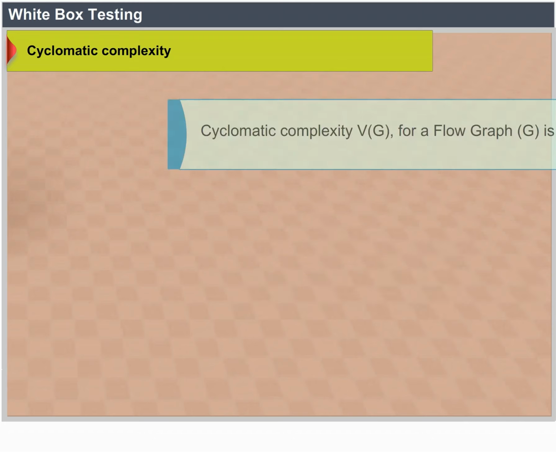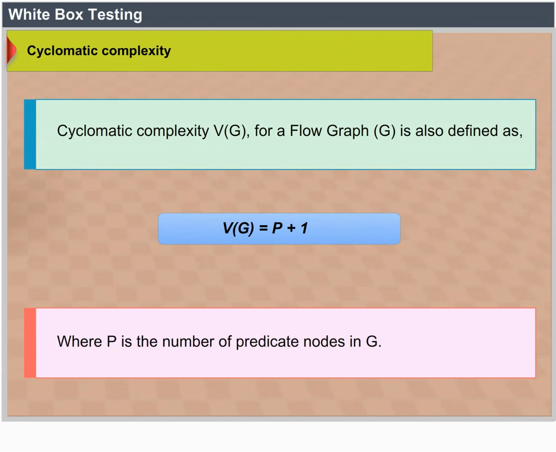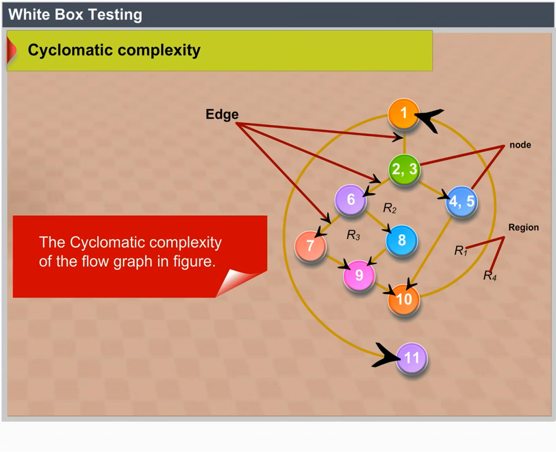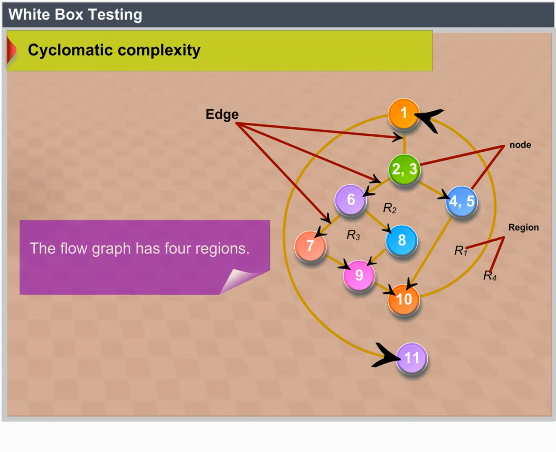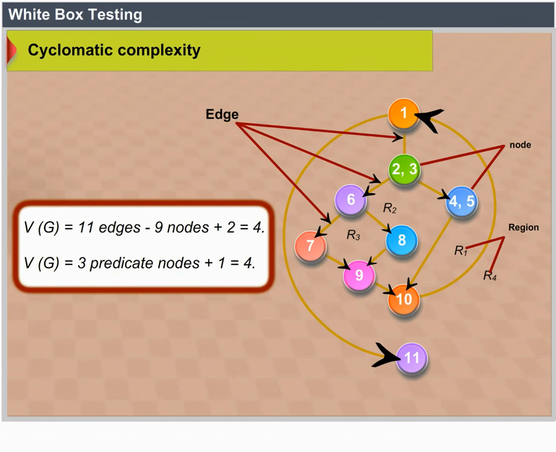Cyclomatic complexity V of G for flow graph G is also defined as V of G equals P plus 1, where P is the number of predicate nodes in G. The cyclomatic complexity of the flow graph shown in the following figure: the flow graph has 4 regions. V of G equals 11 edges minus 9 nodes plus 2 equals 4. V of G equals 3 predicate nodes plus 1 equals 4.